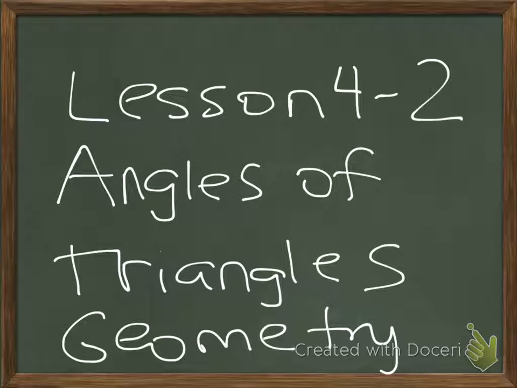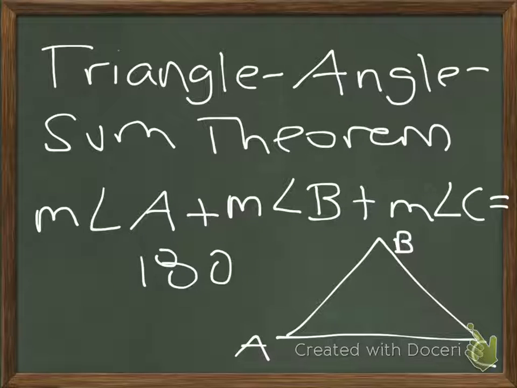Today we're looking at lesson 4.2, which is talking specifically about the angles of triangles. This is for geometry. So we're going to start with the theorem that is mentioned in this lesson, and that is the triangle angle sum theorem. When you're thinking of the angles of a triangle, they will always add up to 180. So that is what this theorem is stating.